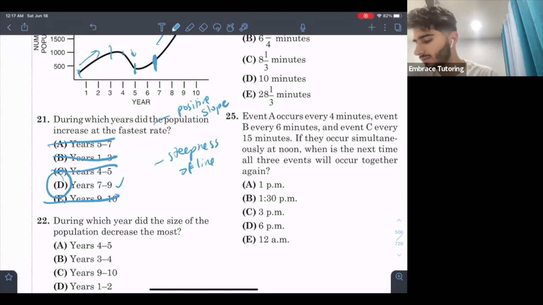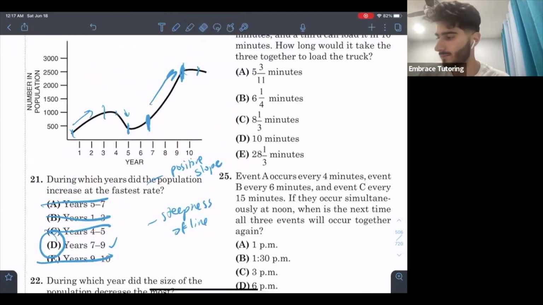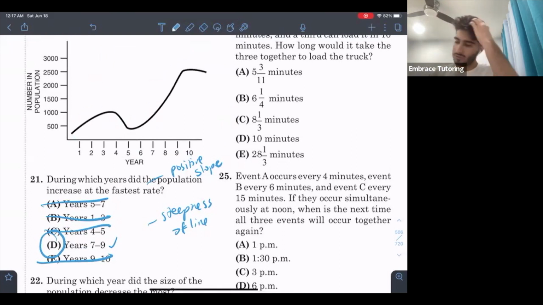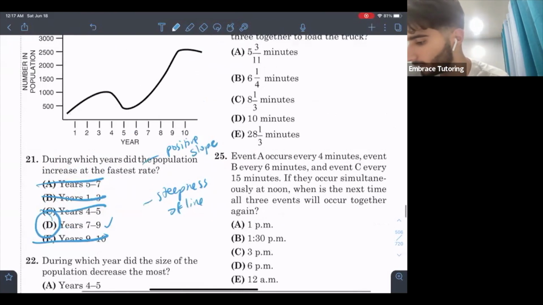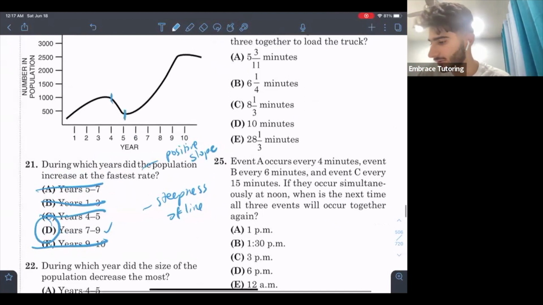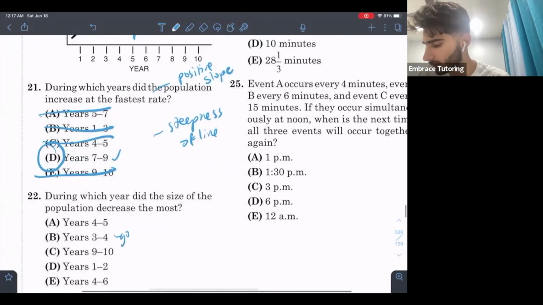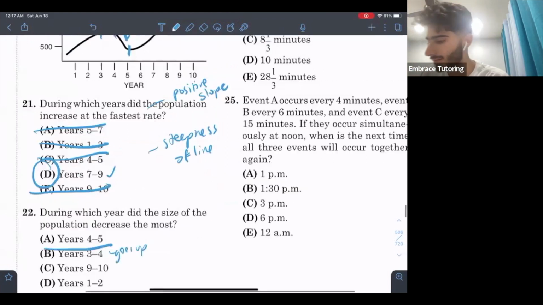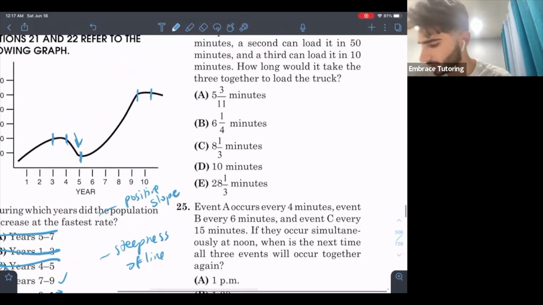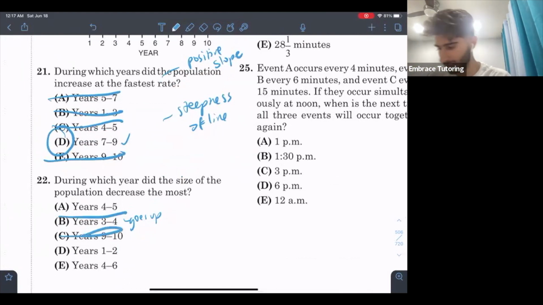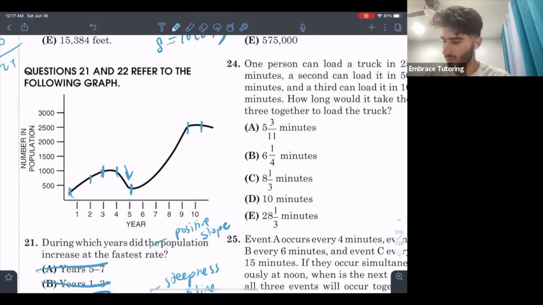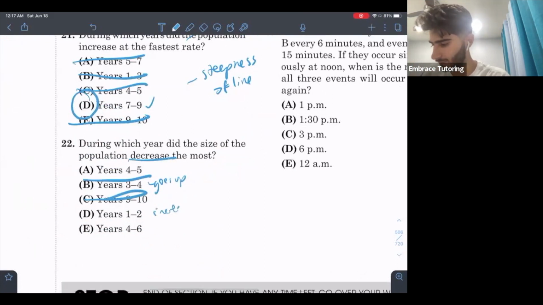22. During which year did the size of the population decrease the most? So we're looking for the decrease the most. 4 to 5 decreases this way. 3 to 4 doesn't decrease, it goes up, so this is eliminated. 9 to 10 doesn't decrease as much, that is not that much. Eliminated. 1 to 2 increases. Eliminated.